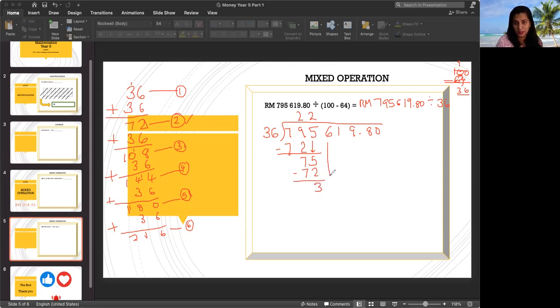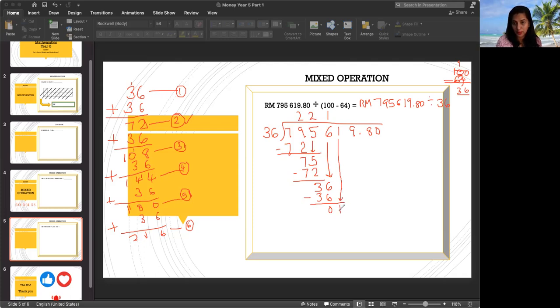Bring down your next digit, which is 6, making 36 itself. How many 36 would go into 36? Obviously, your answer is 1. So 1 times 36, it's 36. Do the subtraction. Do not say, oh, it's 1, I don't have to do anything. 36 minus 36. Obviously, there's no remainder, but you have to continue doing your division.